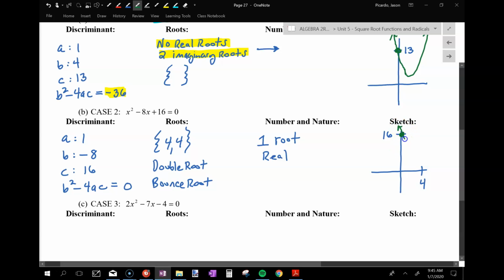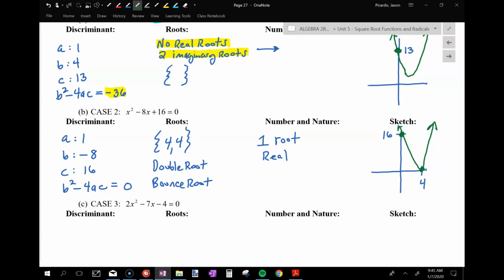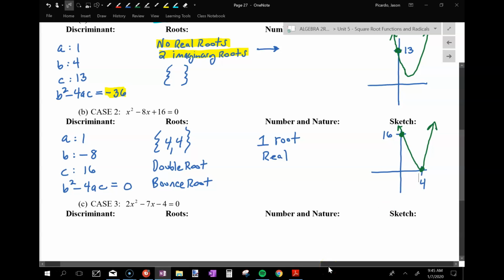It's going to go down to that root. It's going to hit it and bounce off of it. Anytime you have a double root, it's going to come, hit it, and bounce back up. That's a bounce root. It absolutely could. Yep, it could happen to any kind of parabola. Cool? All right, so that's our second scenario.